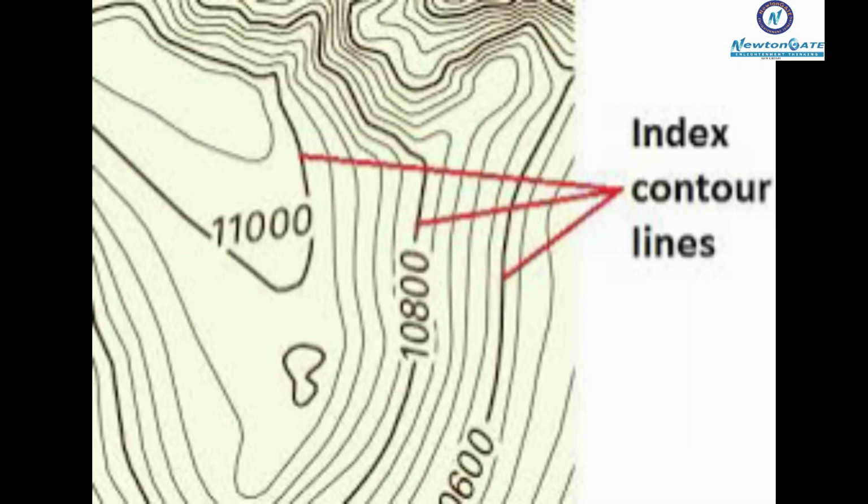The next one is index contours. Every few lines you will notice that there is a thick line. This line is called the index contour. The index contour has the particular contour height written on it, and without reading each of the contour lines one by one, just by reading this index contour we can understand the height of a particular place.